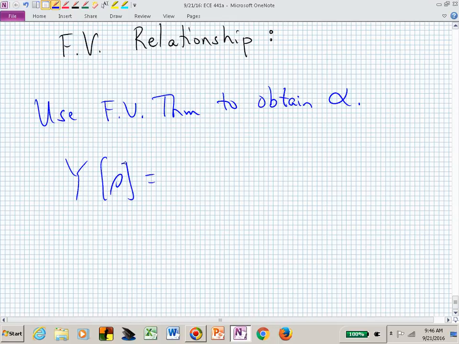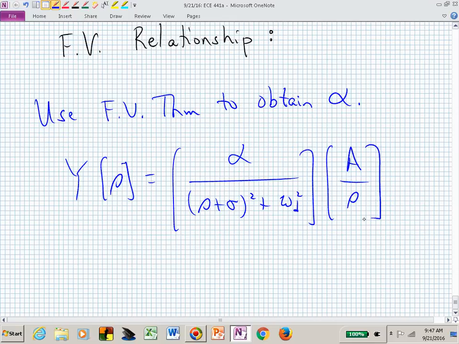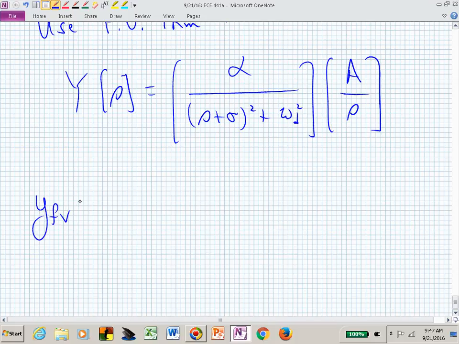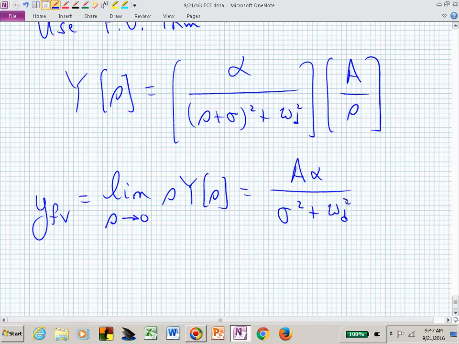where Y of s, and now this is not y bar. Now I've jumped back to the full expression. This is now Y of s. That was alpha over s squared plus sigma squared plus omega sub d squared. That was our assumed structure for our pure second order system, scaled by, or applying, a constant input, where the constant is A. So I'm not trying to bar this. This is y sub final value. This is the full output. Y final is the limit as s goes to 0 of s Y of s. And what does that equal? This s is going to cancel the s on the far right, and we let s go to 0. We now have A alpha over sigma squared plus omega sub d squared.